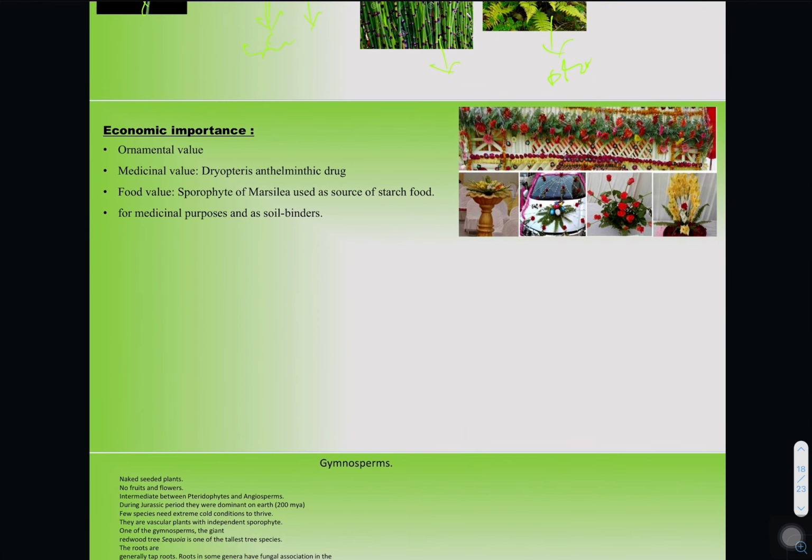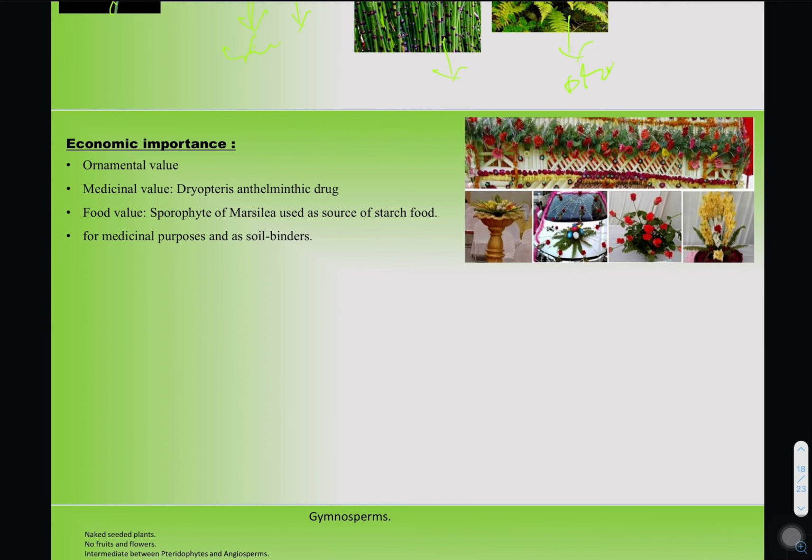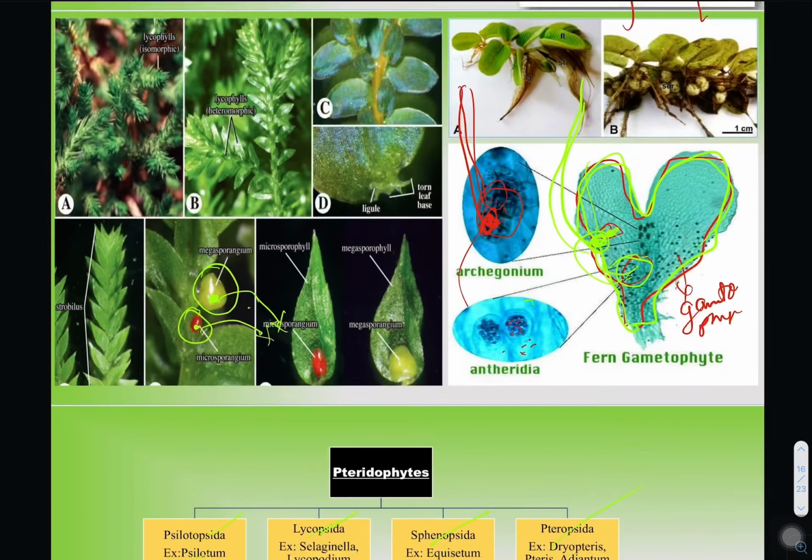So next is economic importance. Usually you might have seen them used for ornamental purposes, they are majorly used as ornamentals. Next, they have very good medicinal value. Some of the pteridophytes, that is Dryopteris, is used as an anti-helminthic drug. Next, sporophyte of Marsilea is used as a source of starch food for medicinal purposes and also as soil binders. These are very few importances, but I hope you have got all the points.